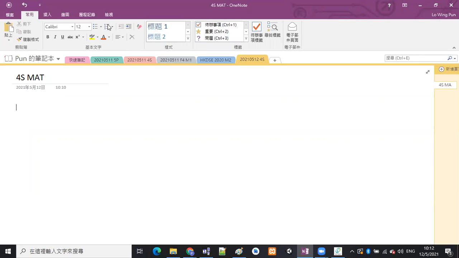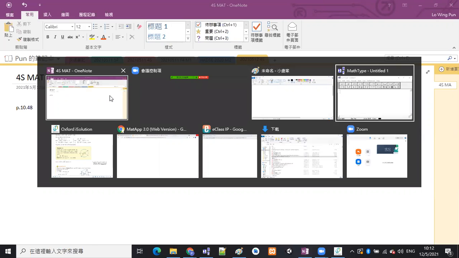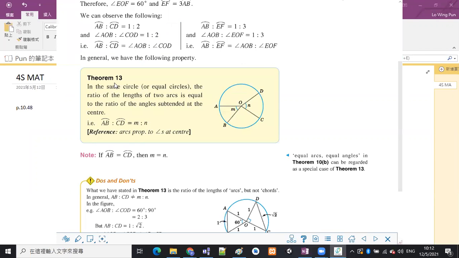So today I'd like to talk about the remaining reasons in this chapter. That is on page 10.48. Yesterday we have learned the equal arcs, equal angles, and equal chords. If one pair of them are equal, then the corresponding pair of the other type will be automatically equal to each other.